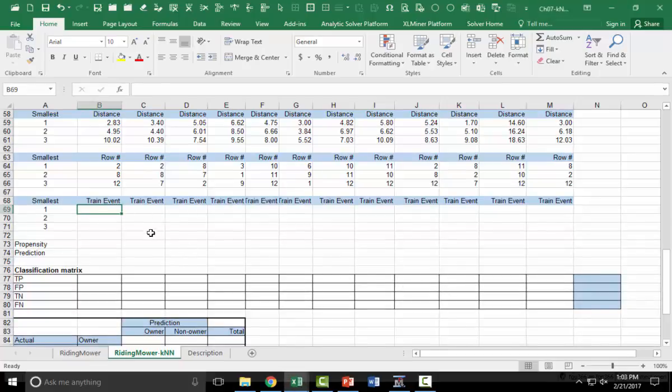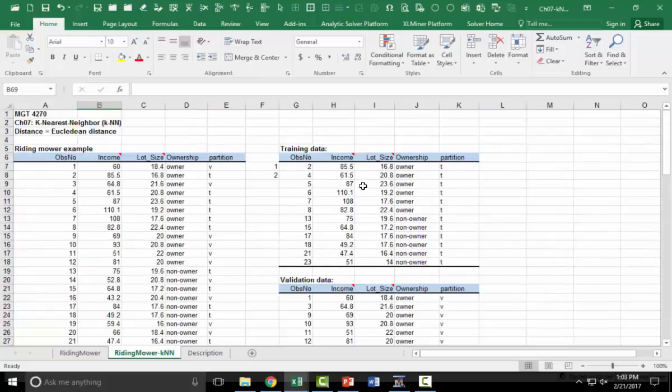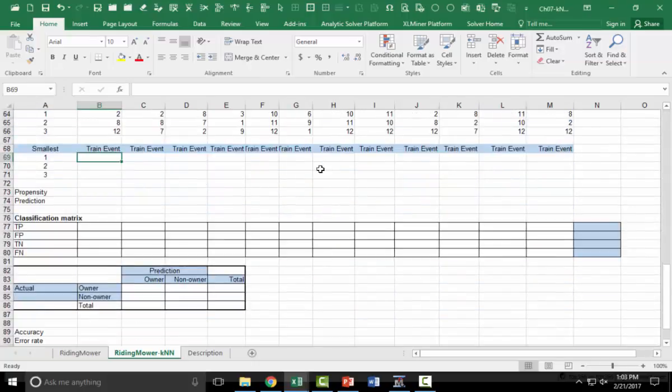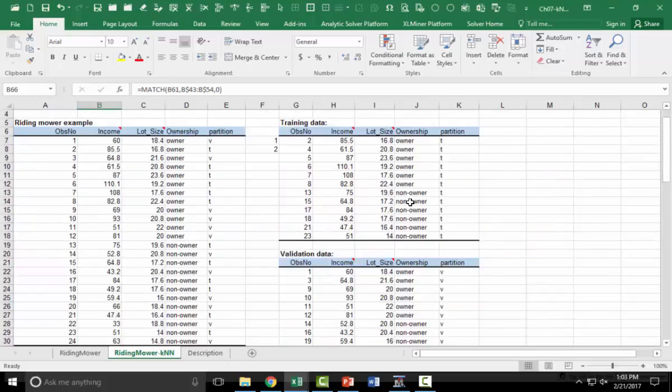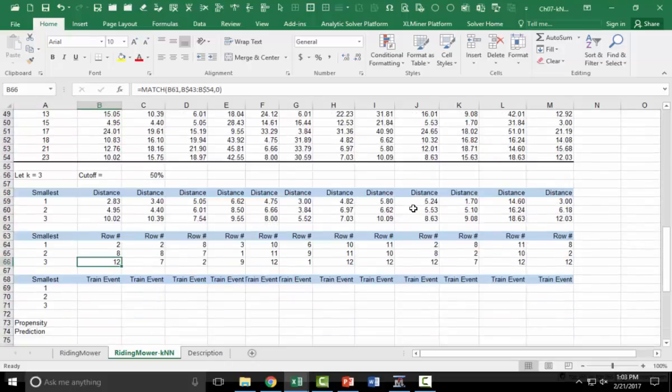So what we need here is whether the second row is an event or not, 8th row is an event or not, or 12th row is an event or not from the training set. Because for the first validate observation, row 2 is the k equal to 1 closest observation, row 8 is the second closest, and row 12 is the third closest. So I'm going to use an if to convert the ownership to 1 and non-ownership to 0.